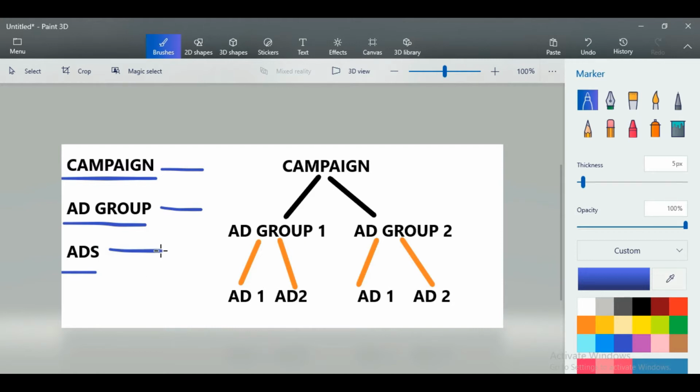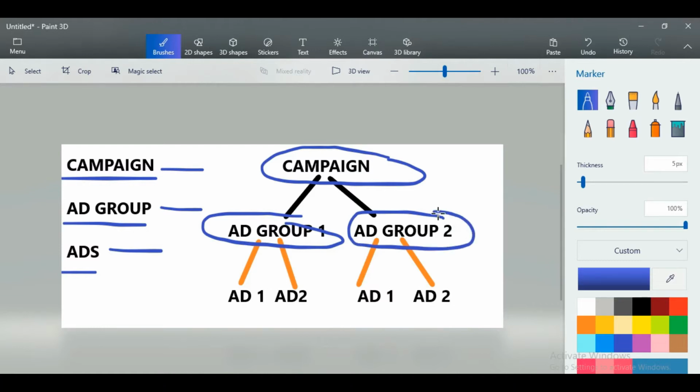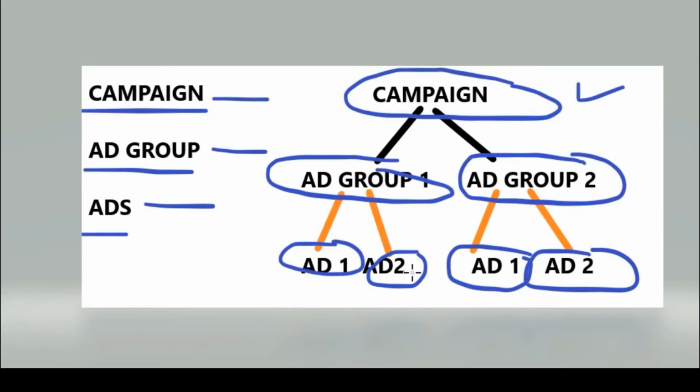So while you are creating a campaign on Bing Ads, basically at the top there is the campaign, and each campaign has ad groups. Like you can see here are 2 ad groups, and each ad group has ads in them. One thing you need to notice is that each campaign can have any number of ad groups in it, and each ad group can have any number of ads in it. So this is the basic structure that is followed while creating a campaign in Bing Ads.